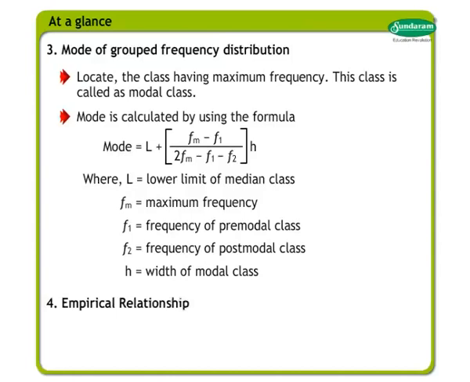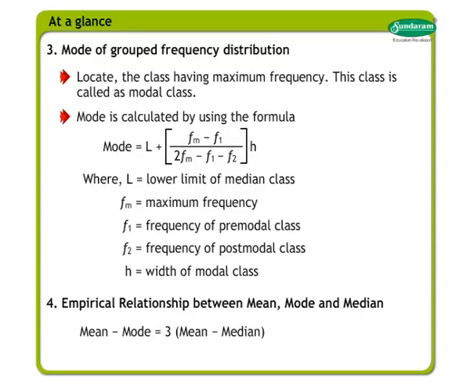Number 4. Empirical relation between mean, mode and median. Mode minus mean is equal to 3 into median minus mean.